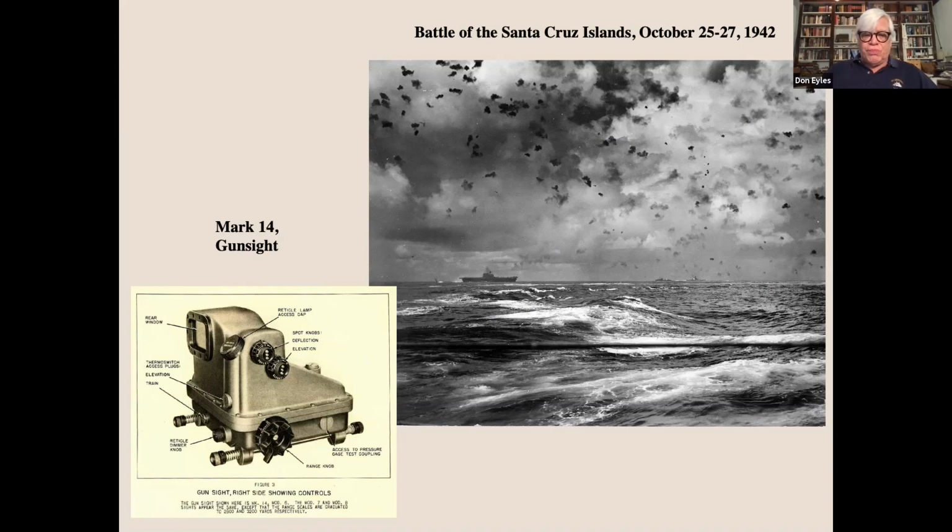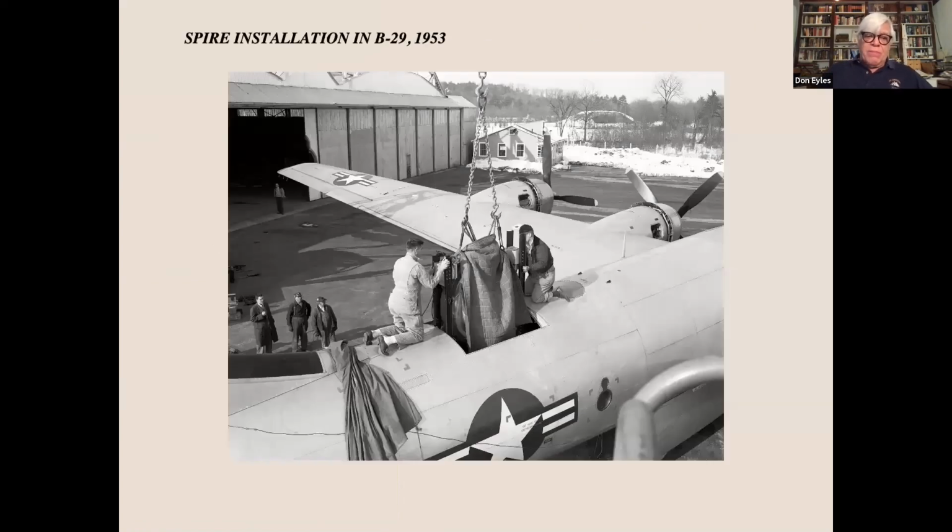One of his first big contributions to the national interest, if you will, was the Mark 14 gun sight, which made it much easier for anti-aircraft gunners on ships to shoot down the planes that they were being attacked by. And that's what you're seeing in that right-hand picture. In the distance is the battleship South Dakota, equipped with Mark 14 gun sights. Next slide.